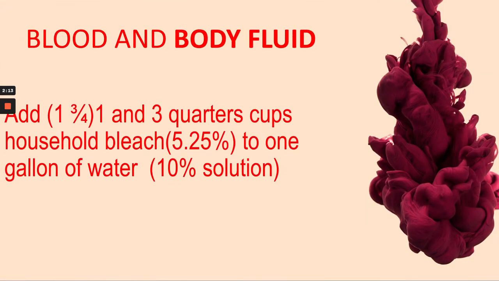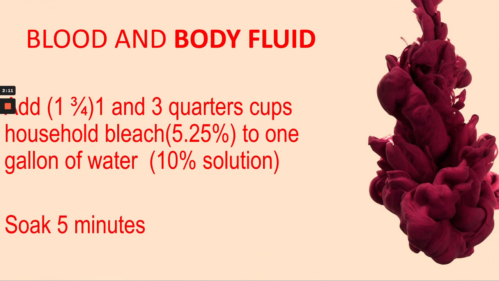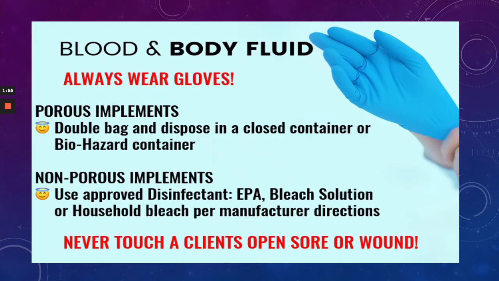For blood and body fluid, also known as our 10% bleach solution, you're going to add 1 3/4 cups to 1 gallon of water, and you're going to soak for 5 minutes. The way I remember that is 5 plus 5 is 10, so 5 minutes is blood and body fluid, 10 minutes is low level, and 10 plus 10 is 20, high level.